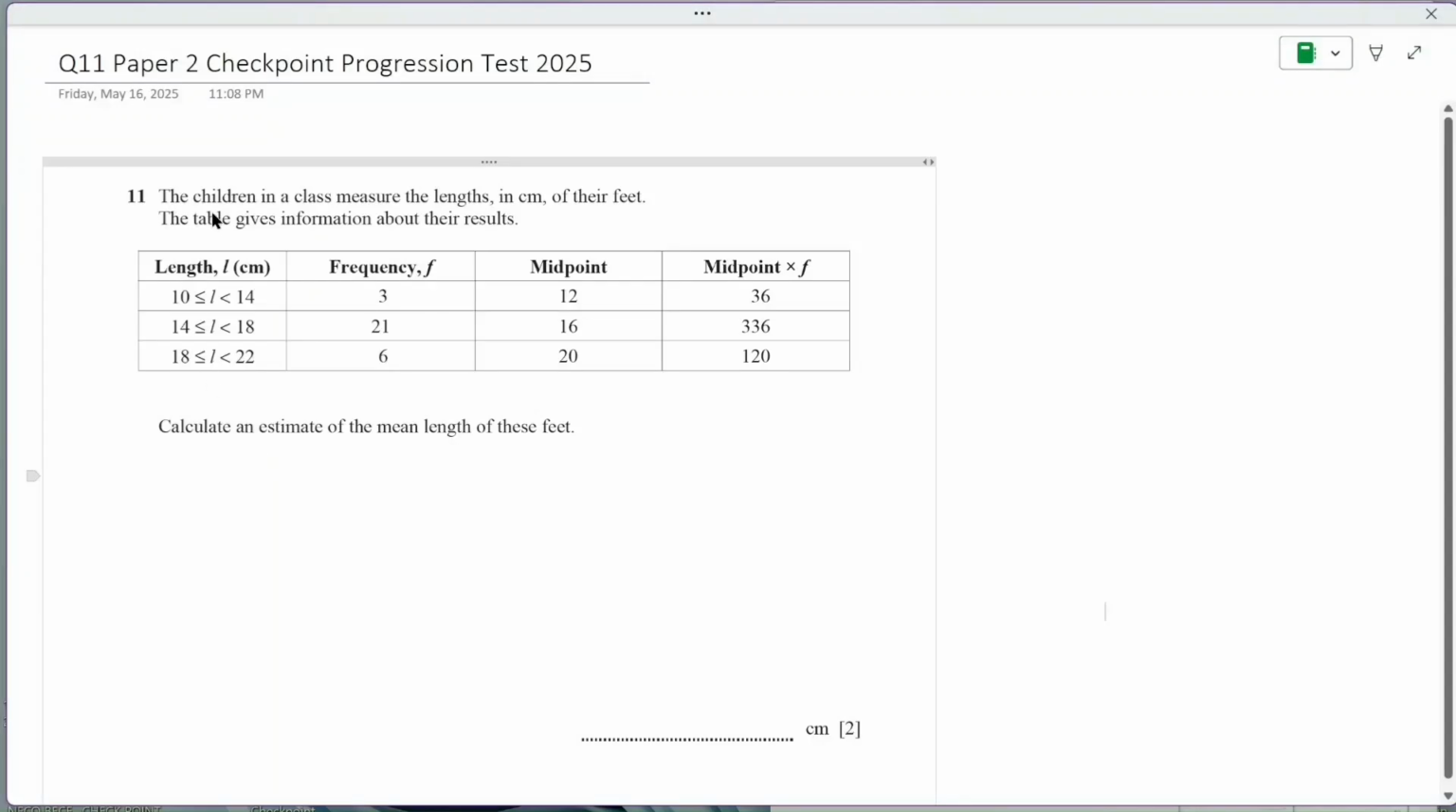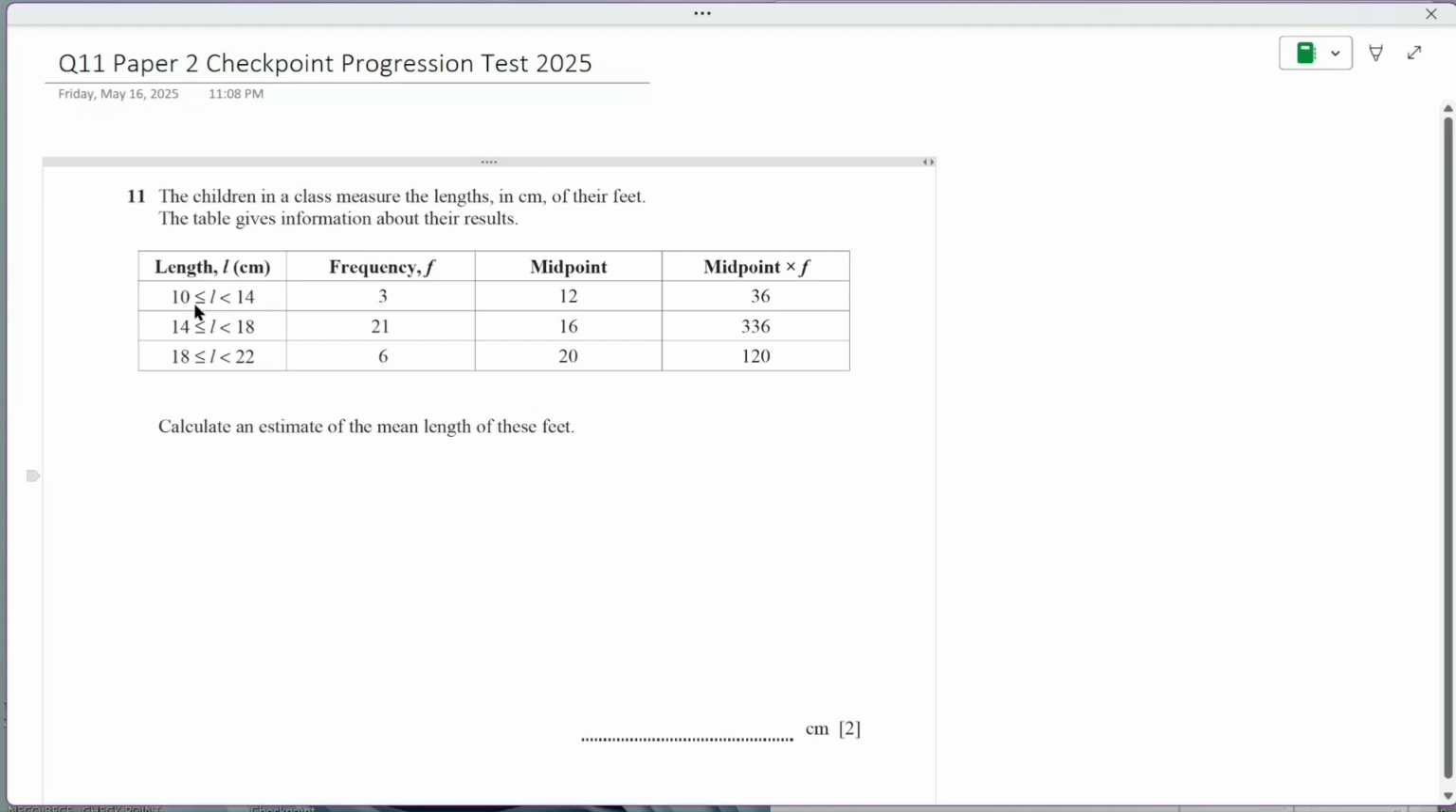Question 11. The children in a class measure the lengths in centimeters of their feet. The table gives information about their results. This table shows the information about their results. You have the length of their feet, that's L in centimeters. This is grouped data.